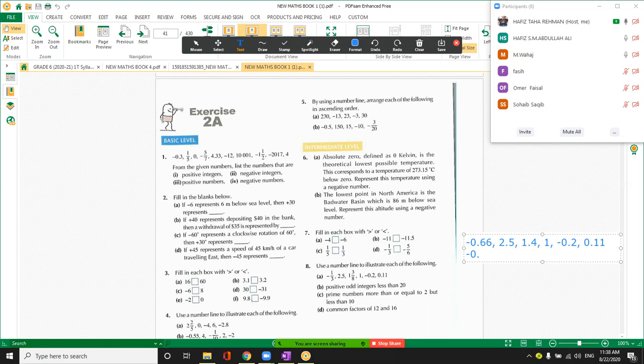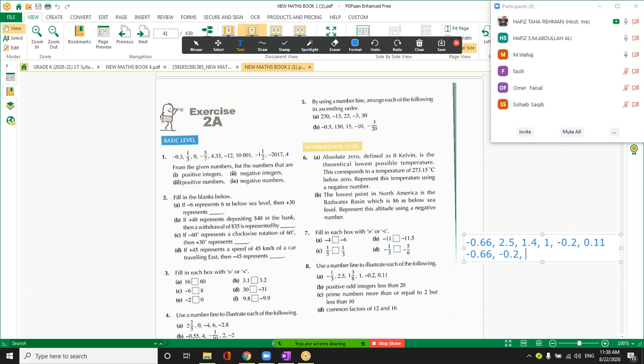So the first value is minus 0.66. Very good. Next value. Then 0.11? No, my child. Negative values are the smaller values, and 0.11 is a greater value. Then minus 0.2. Very good. Minus 0.2. Next value.